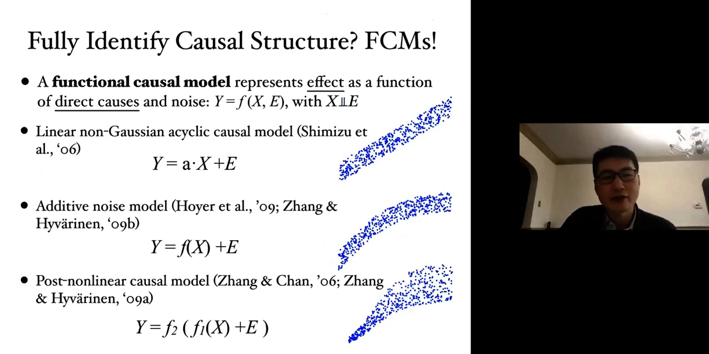A functional causal model is just a mathematical way to represent the effect as a function of the direct causes and the noise. Here, y is a function of x and e, and if there is no confounder behind x and y, x and e would be independent. Here you can see some typical, well-defined functional causal models, with which we can discover causal direction. Before this, let me give a remark.